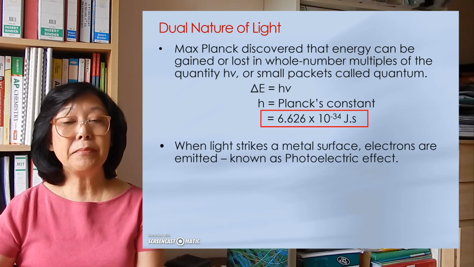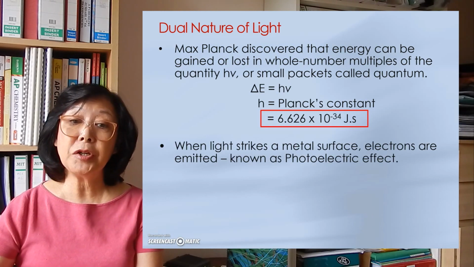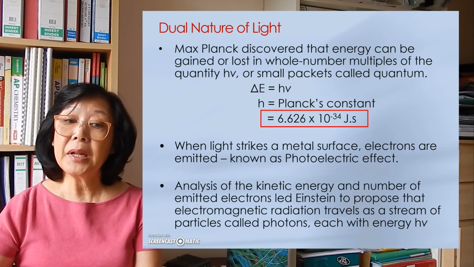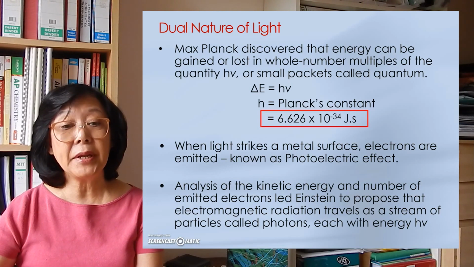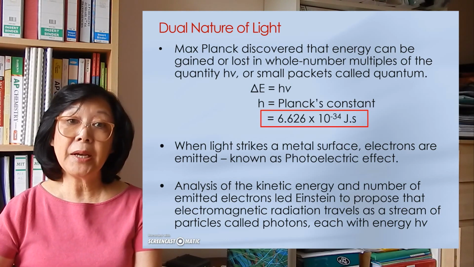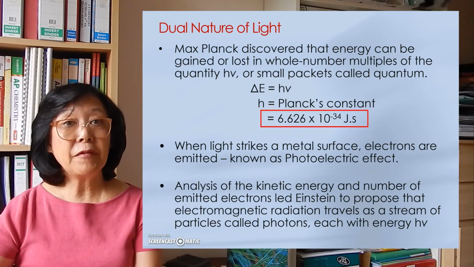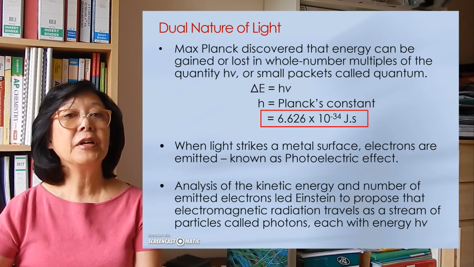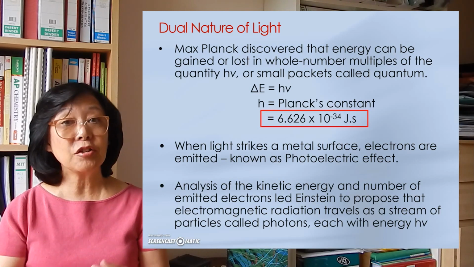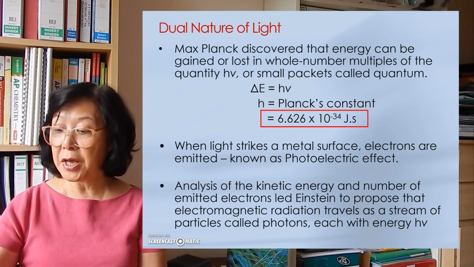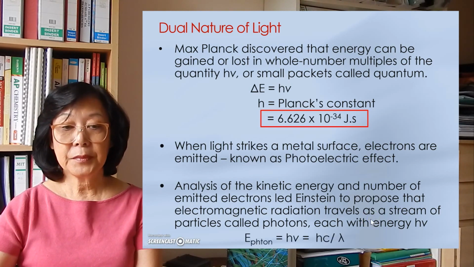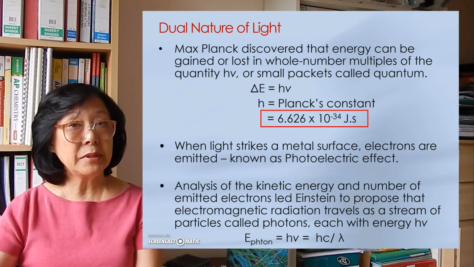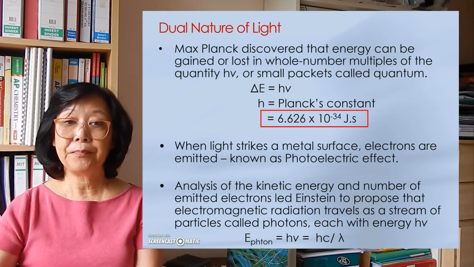So when light strikes a metal surface, the electrons are emitted. This is known as photoelectric effect. And Einstein analyzed the kinetic energy and number of emitted electrons, leading him to propose that electromagnetic radiation travels in a stream of particles called photons, each with energy h nu. And therefore the dual nature of light, that light is actually particles and it travels as waves. Now, the energy of a photon can be calculated as h nu, or h times the speed of light over wavelength.